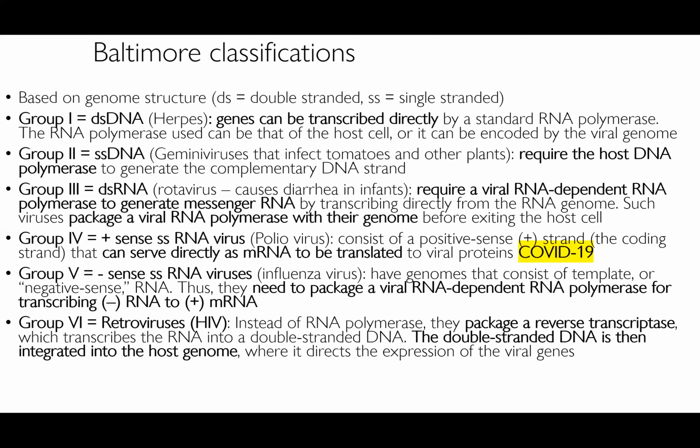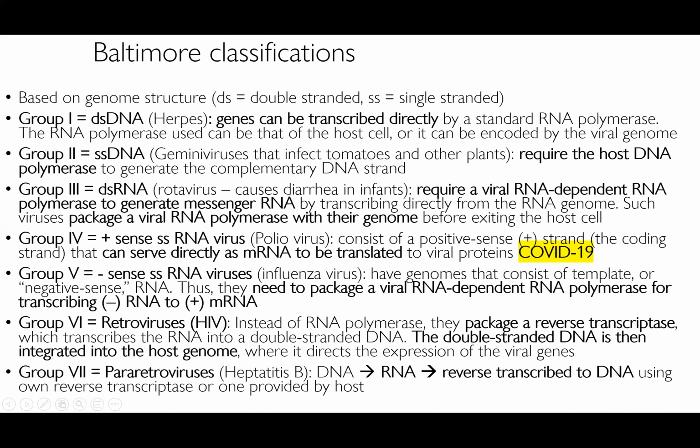And then finally, we have group 6, which is the retrovirus. This is where HIV falls into. We're going to talk about HIV a bit more when we talk about viral evolution, because it is one of the most heavily studied viruses in terms of this family of group 6. They have no RNA polymerase inside them. However, they package an enzyme called reverse transcriptase. And what this does is it transcribes the RNA into double-stranded DNA. And then the double-stranded DNA is then used to infect the host. We're going to talk about this enzyme, reverse transcriptase, later on in the class. It's a particularly important thing to understand why HIV is so infectious.